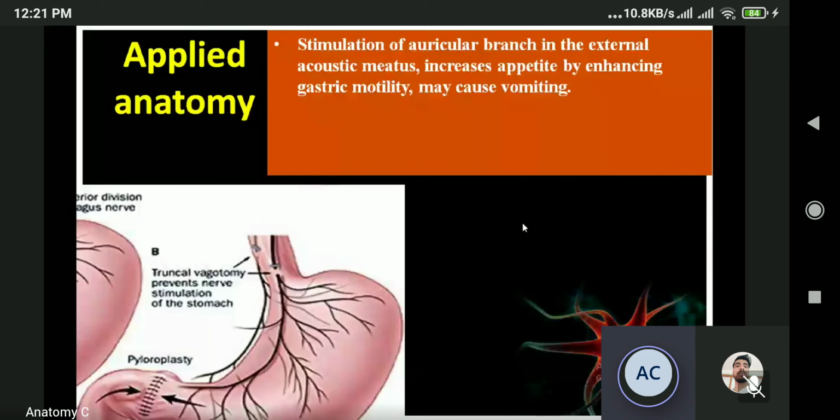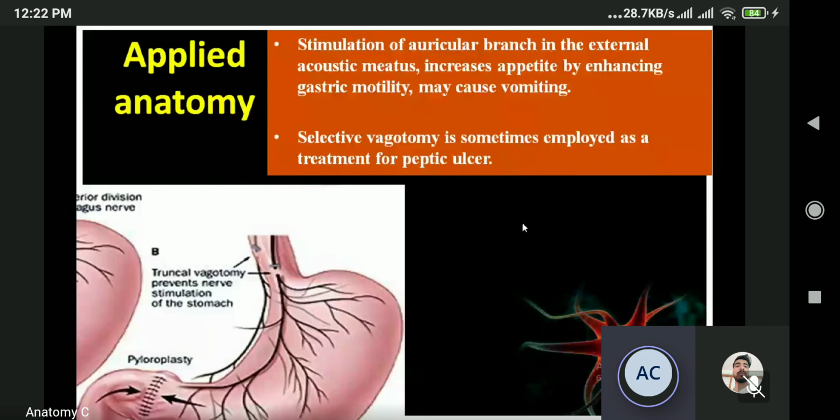Now, whenever there is excessive irritation, that may cause vomiting, and it may increase the heart rate as well. That is also another one. The next one is vagotomy. Sorry, this is selective vagotomy. It is mainly done in order to treat peptic ulcer. For peptic ulcer treatment, particular branches will be cut off, and that is known as selective vagotomy.